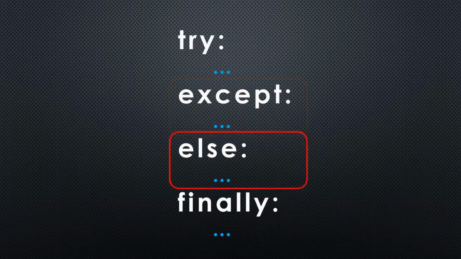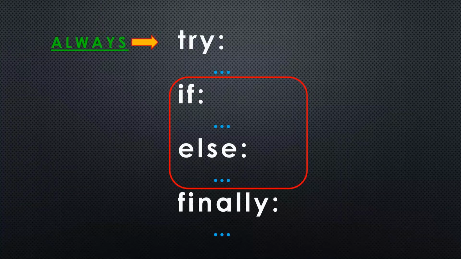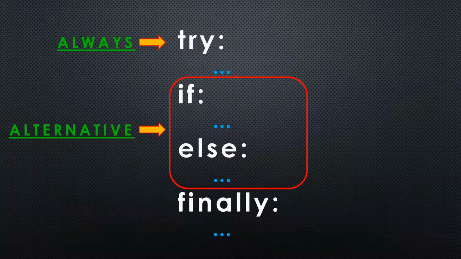The else statement is activated if the try command is successful. In other words, it is as if the except command were an if statement. By seeing it this way, it is clear that the try statement will always be called, whereas the except and else commands are alternative to each other.